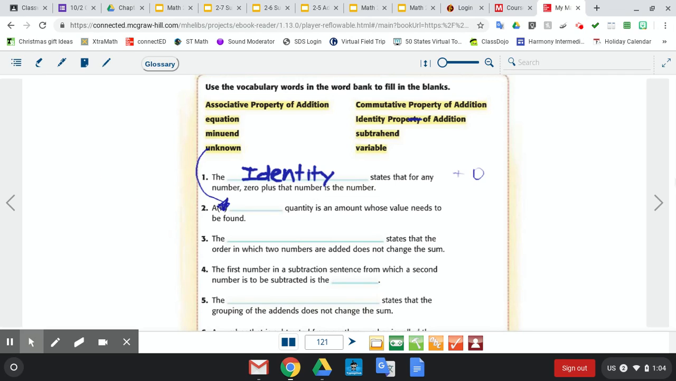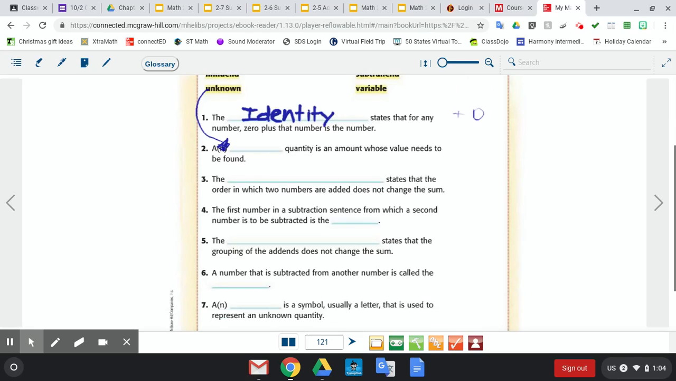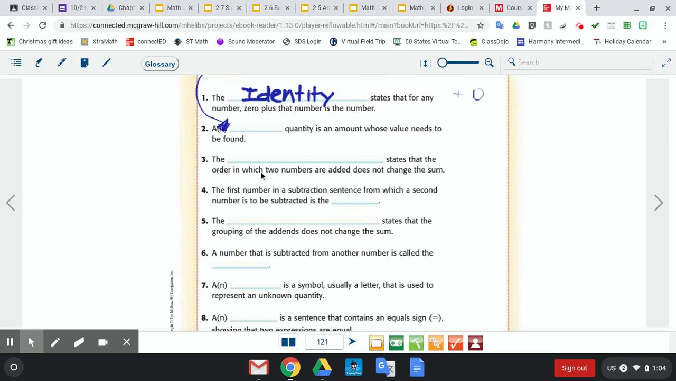Okay, next up, number 3, the blank states that the order in which two numbers are added does not change the sum. So if I'm thinking about properties, okay, this would kind of be like a key word for one of my properties. When I change the order, that's talking about the commutative property.